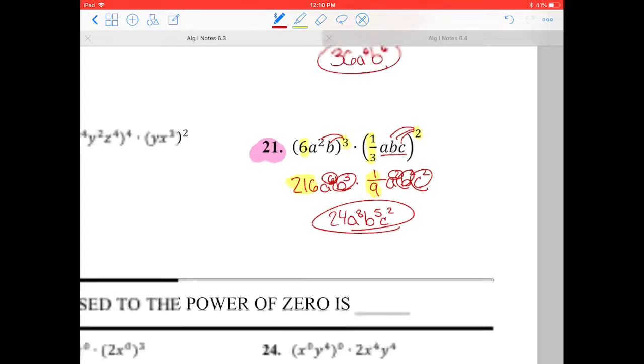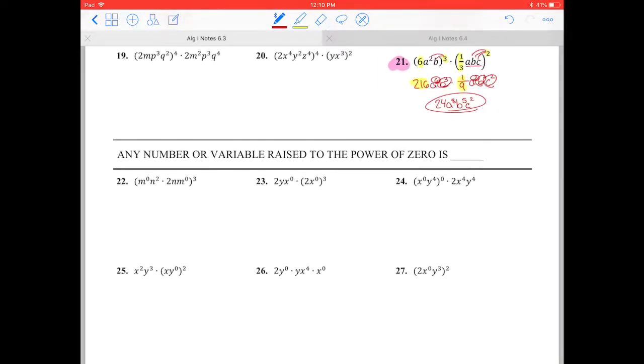All right. Last but not least, very simple property below here. If you have anything that's raised to the power of 0, the answer is 1. And I don't mean just the exponent. I'm talking the entire thing turns into a 1.